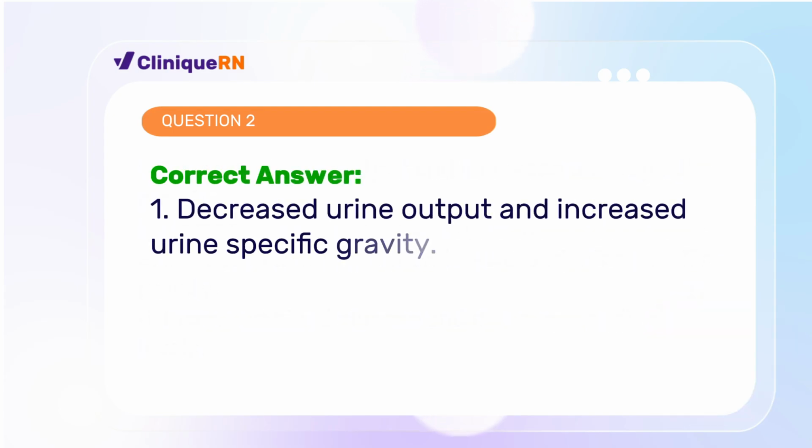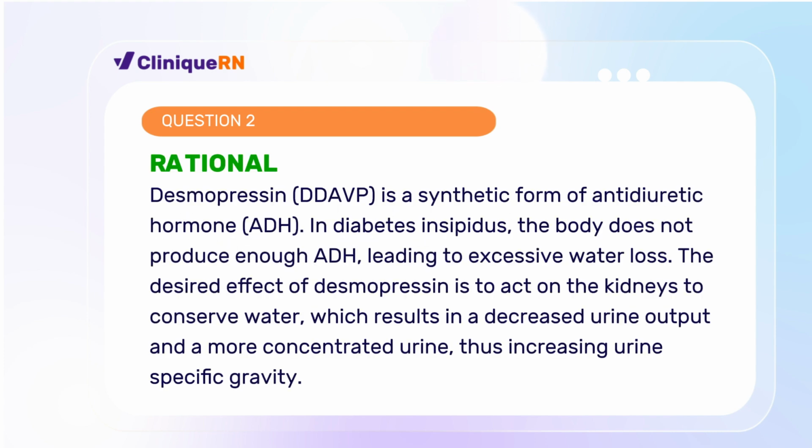Correct answer. 1. Decreased urine output and increased urine-specific gravity. Rationale. Desmopressin, DDAVP, is a synthetic form of antidiuretic hormone, ADH. In diabetes insipidus, the body does not produce enough ADH, leading to excessive water loss. The desired effect of desmopressin is to act on the kidneys to conserve water, which results in decreased urine output and a more concentrated urine, thus increasing urine-specific gravity.